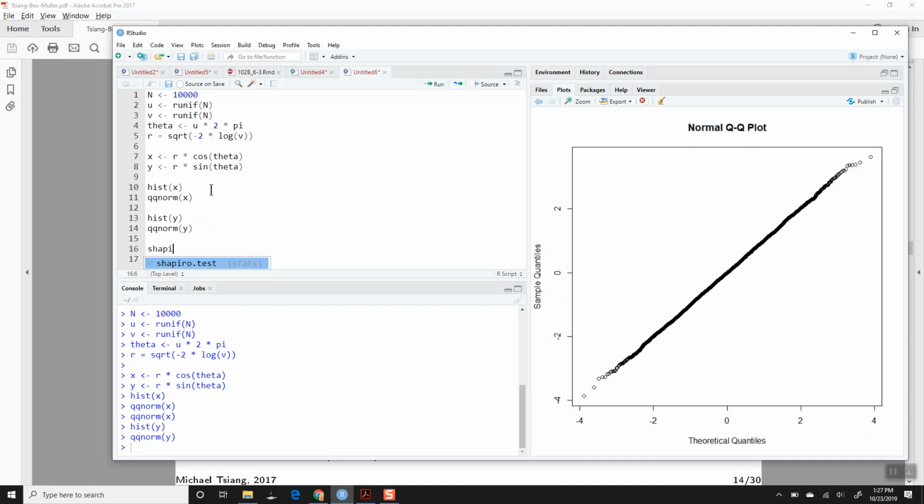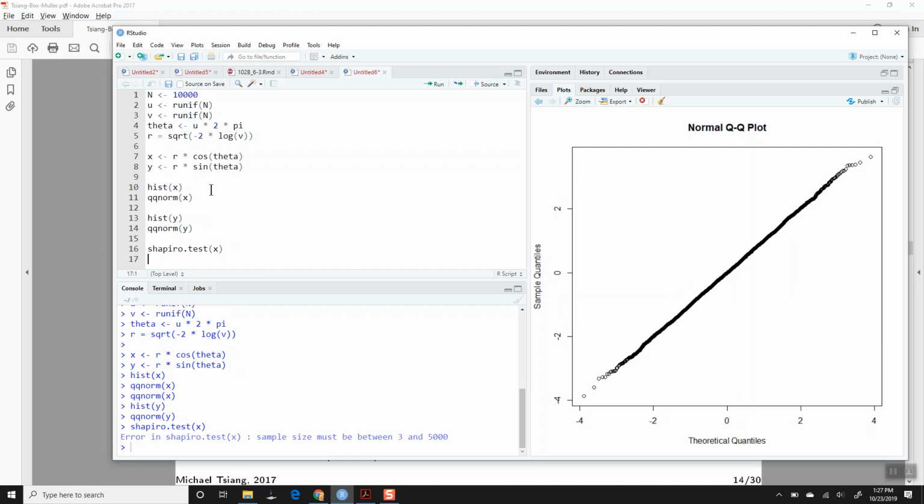All right, and we can do a Shapiro-Wilk test on x. Oh, Shapiro only likes to do for 5,000. Okay, so let's just do the first 5,000 then.